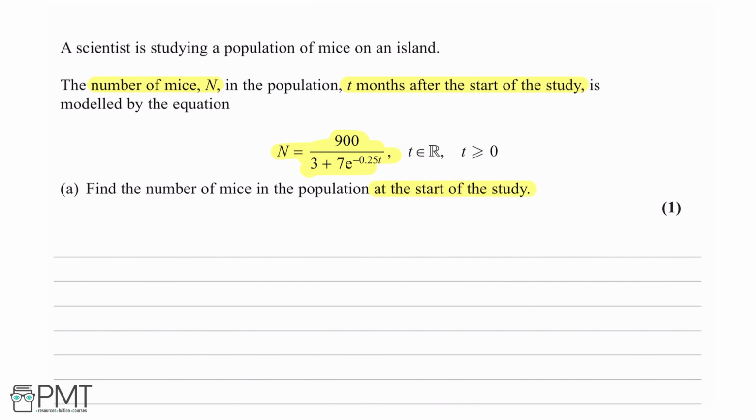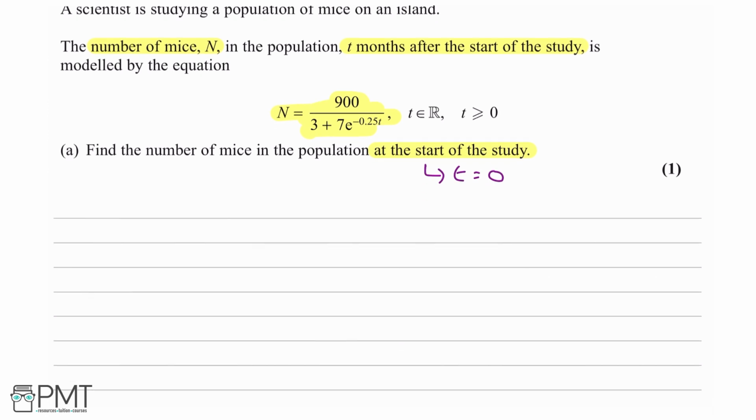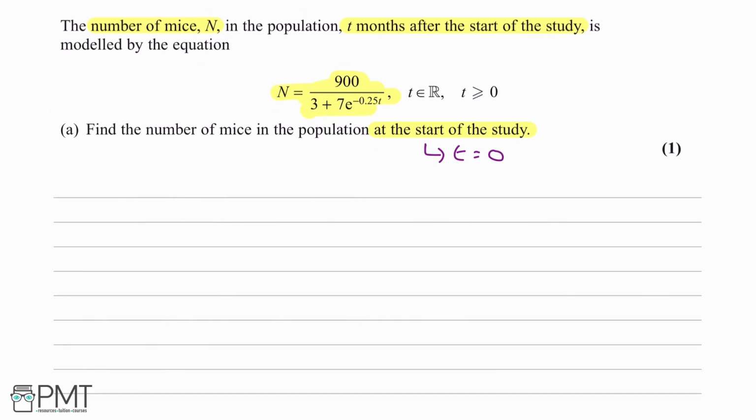When you're told at the start of something, this usually means, actually always means, that t equals 0. So what we need to do is plug in t equals 0 into our equation.